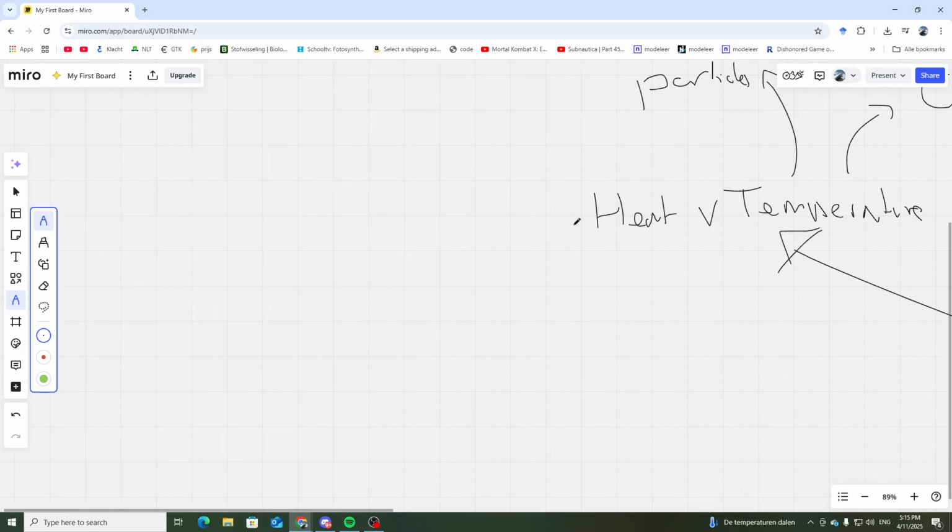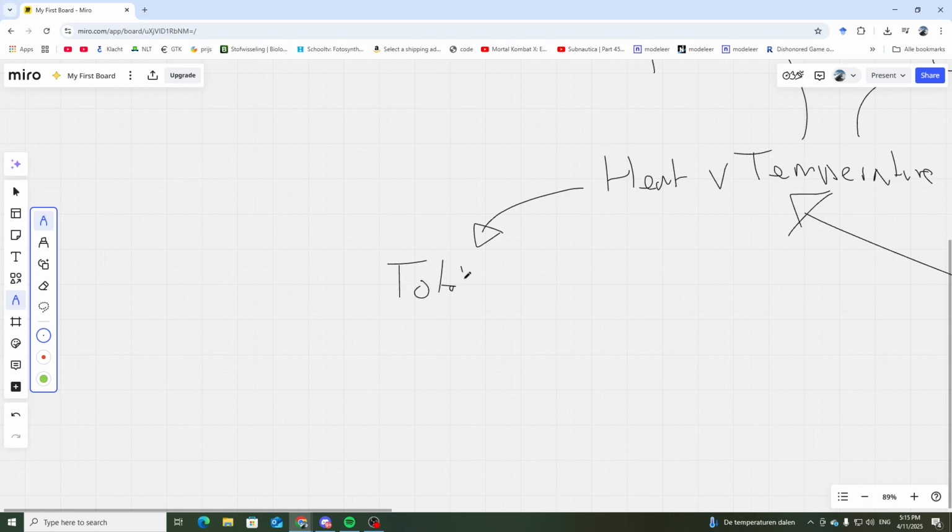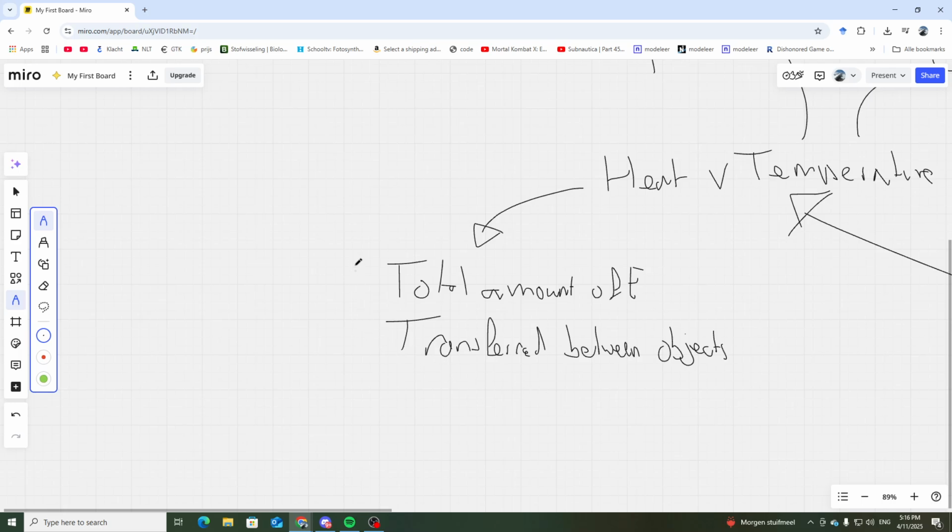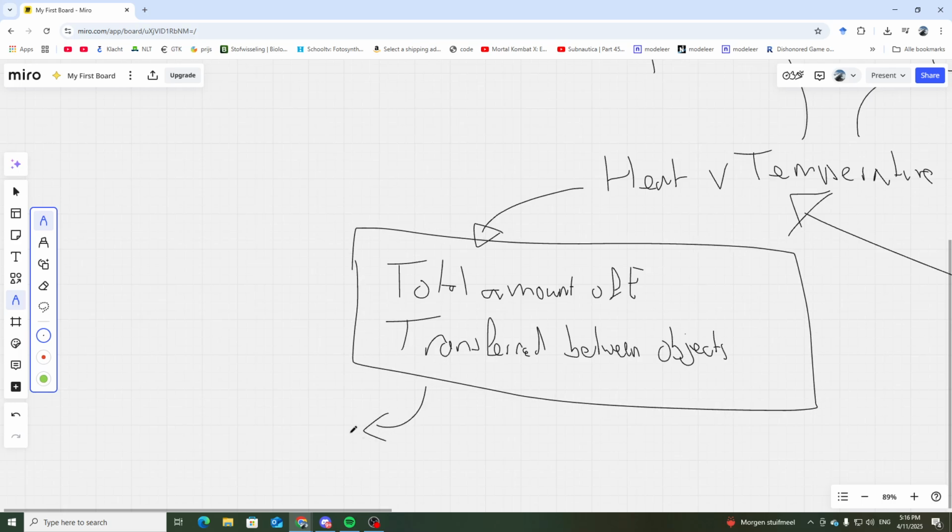That is temperature. Heat, however, is something different. Let me write it, it's the total amount of energy transferred between two different objects. Bada bing, bada bang. And this is our energy. So this unit, we have joules. Yes? So this means how much heat energy is transferred between two things.